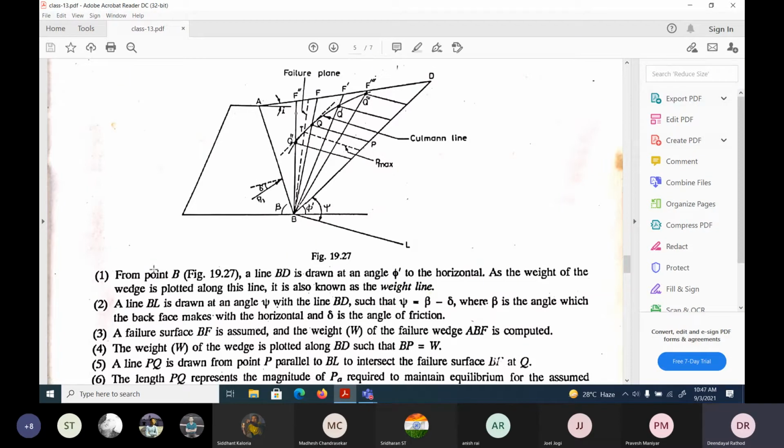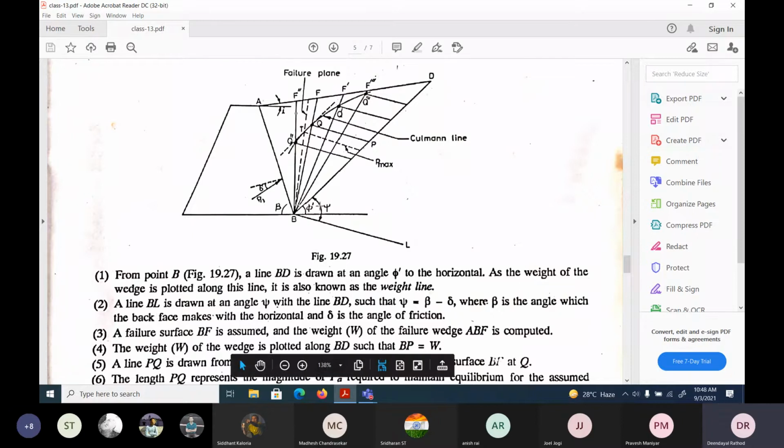It is also known as the weight line. That means this particular line is called the weight line because the whole weight we are taking. First, BD we are drawing with phi to the horizontal. This particular line BD is called the weight line.